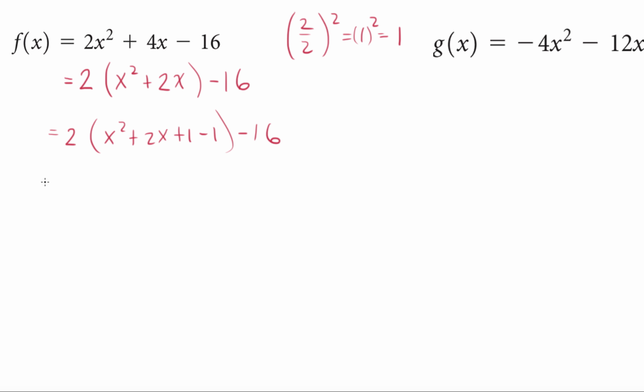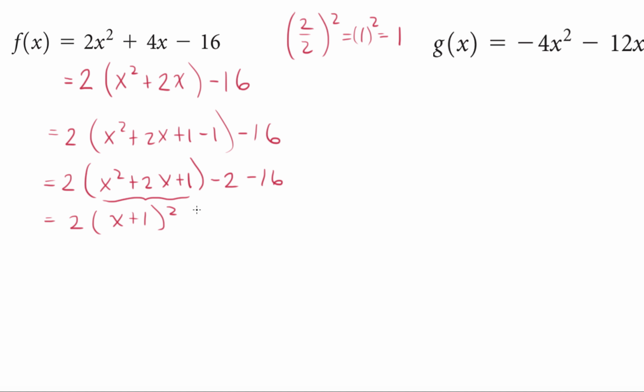Don't forget the parentheses. Now x squared plus 2x plus 1. Remember, in order to take the negative 1 out of the parentheses, you need to distribute by 2. So negative 2 minus 16. Now this factors into x plus b over 2, which in this case is 1. So 2(x plus 1) squared. Negative 2 minus 16 is negative 18.